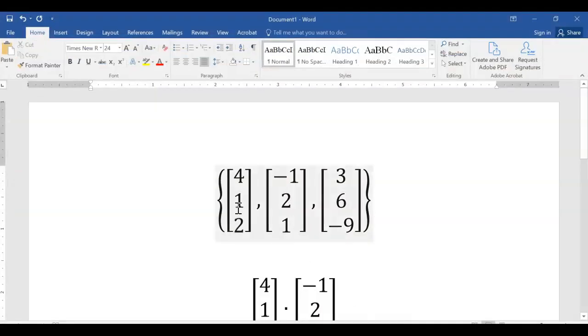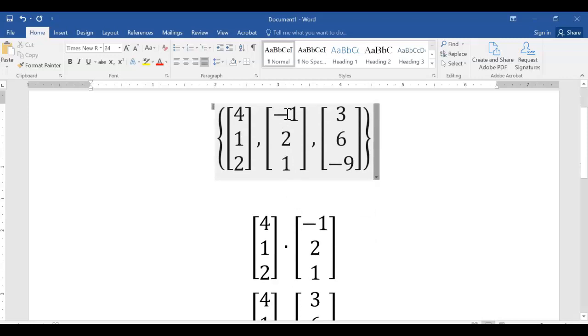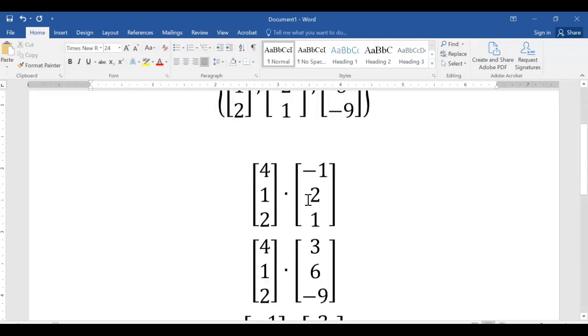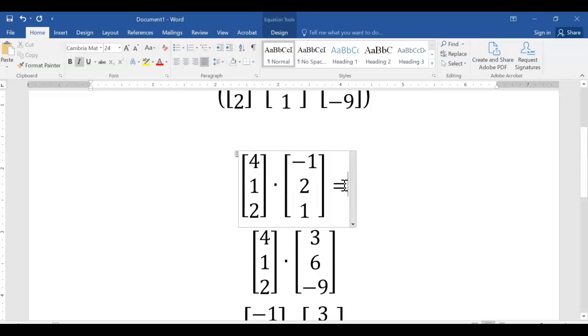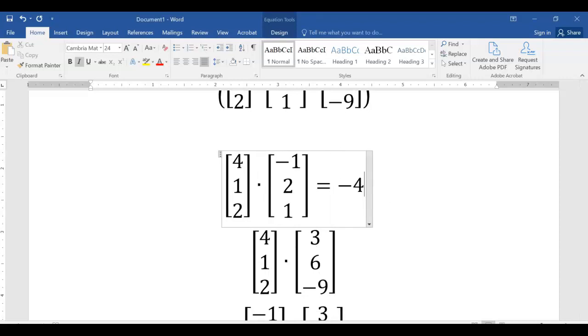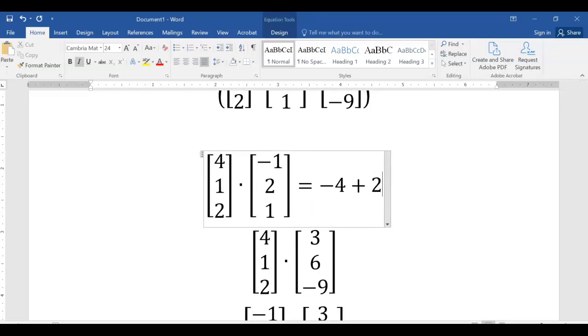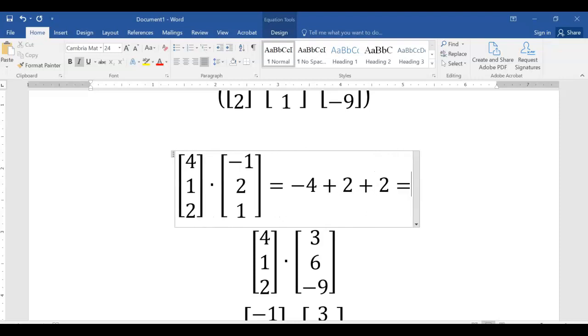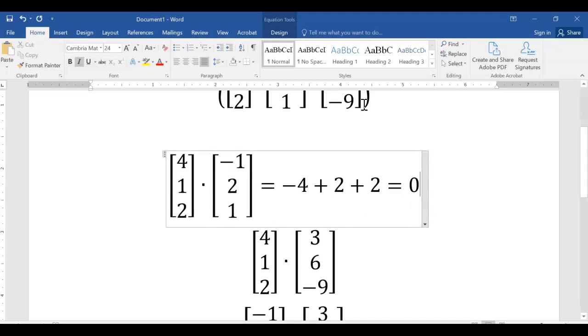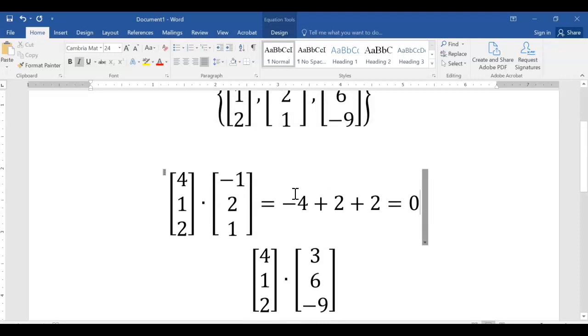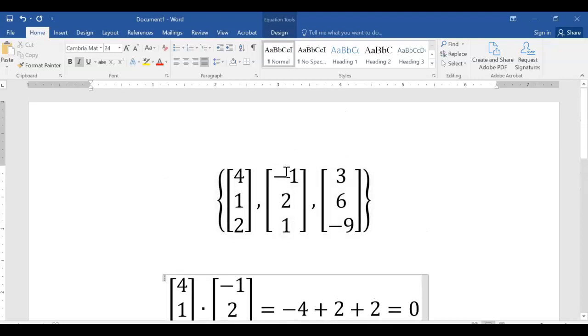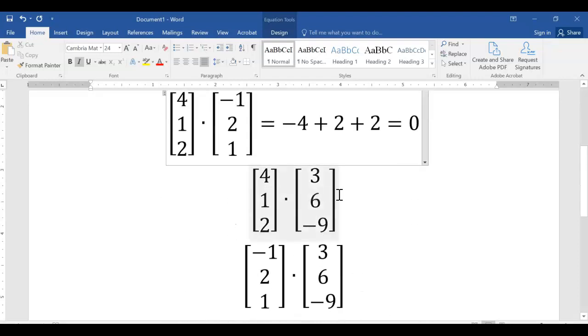So if we take this set, we're going to take (4, 1, 2) and inner product it with (-1, 2, 1). Let's check that one first. You're going to get -4 plus 2 plus 2. Yes, that's 0. So the inner product of the first two vectors is 0. Remember, order doesn't matter. If you took the second inner product with the first, you'd also get 0.